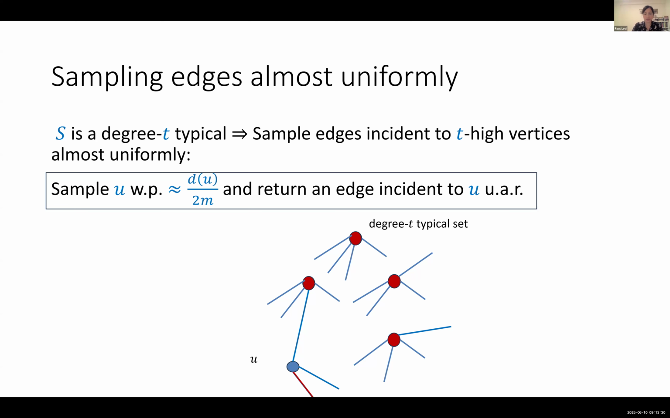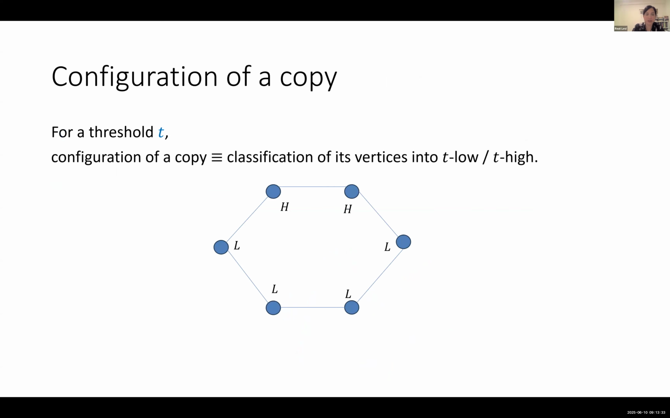Now, to see how we can use this tool, let's first define the notion of a configuration of a copy. For a specific threshold t that will be determined later, the configuration of a copy is the classification of its vertices into t low and t high vertices. So previously we considered the configuration in which all the vertices were gamma low.